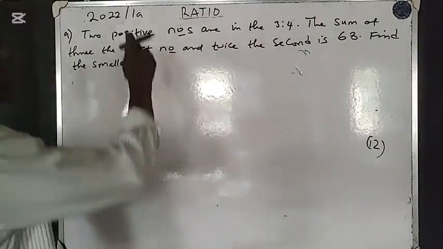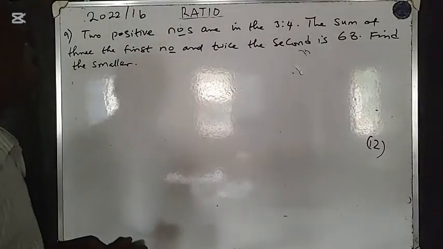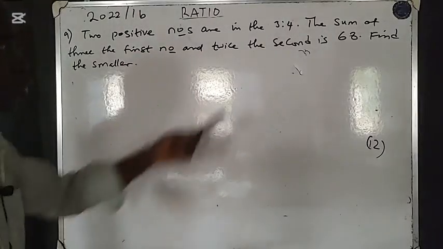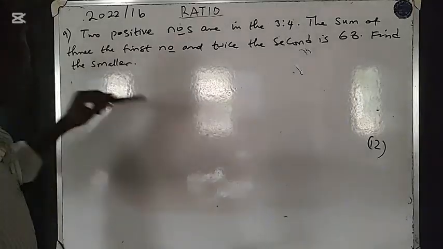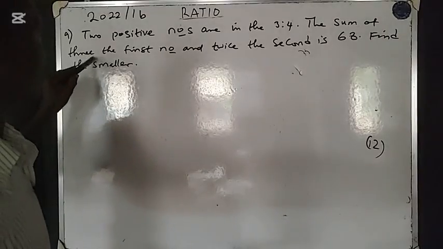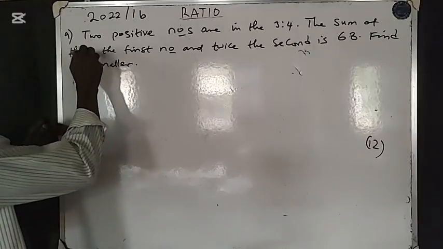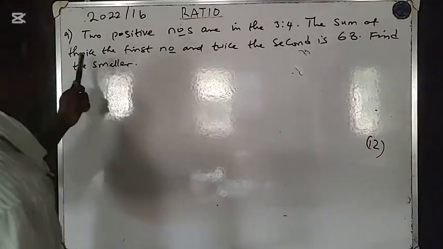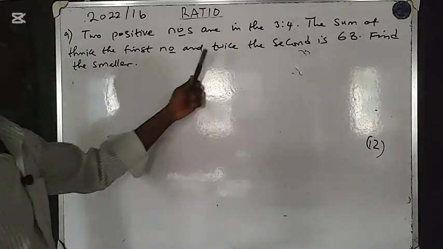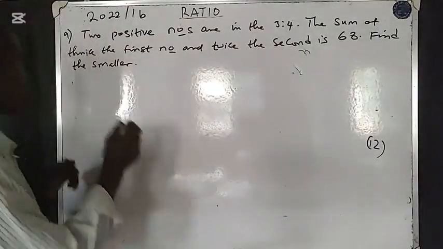Number 1B or 1A? 1A or 1B, right? Two positive numbers are in the ratio 3 to 4. The sum of thrice the first number and twice the second number is 68. So what do we do now?